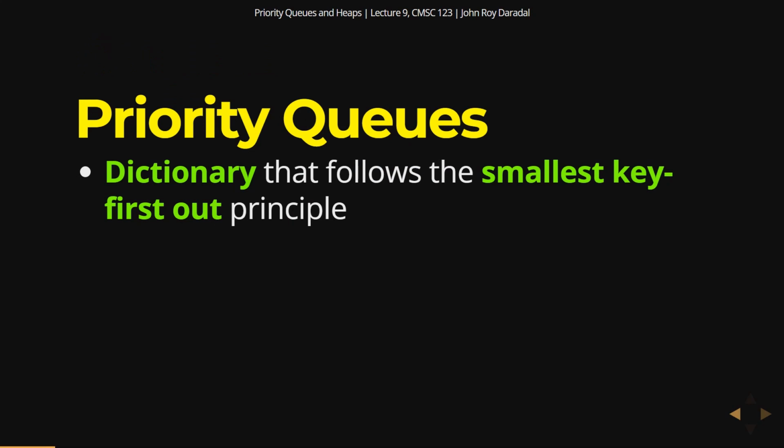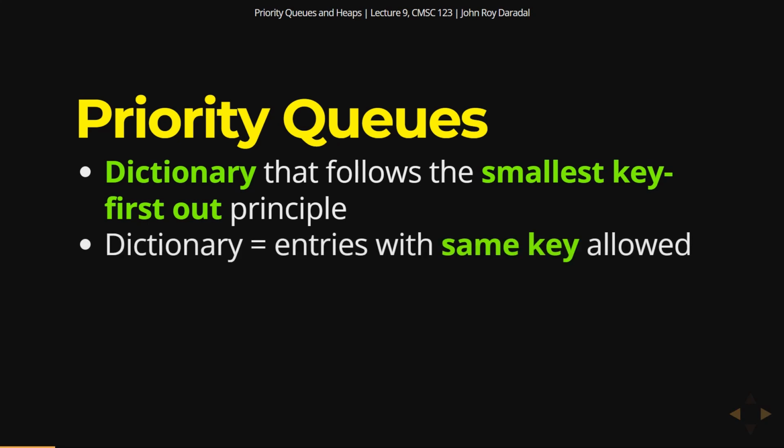Okay, so a priority queue is just a dictionary that follows the smallest key first out principle. A priority queue is just a dictionary, right? So when you have a dictionary, then you have entries with key-value pairs, right? And because it's a dictionary, you are allowed to have multiple entries with the same key.